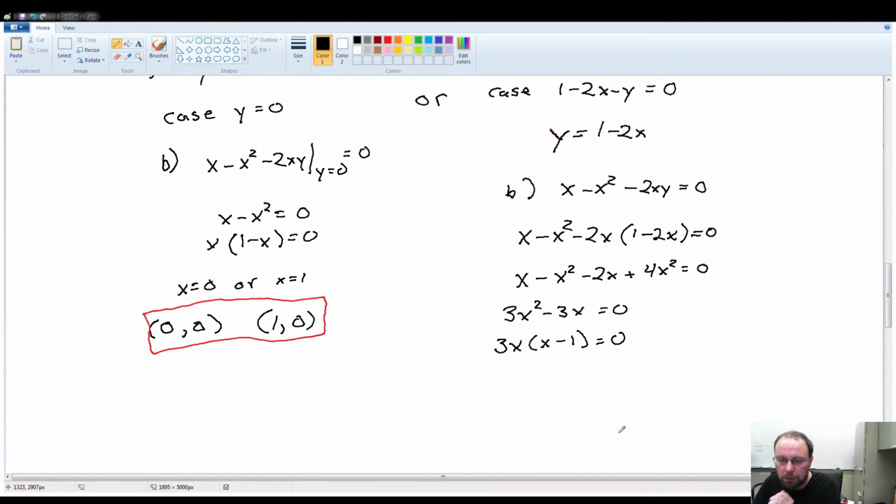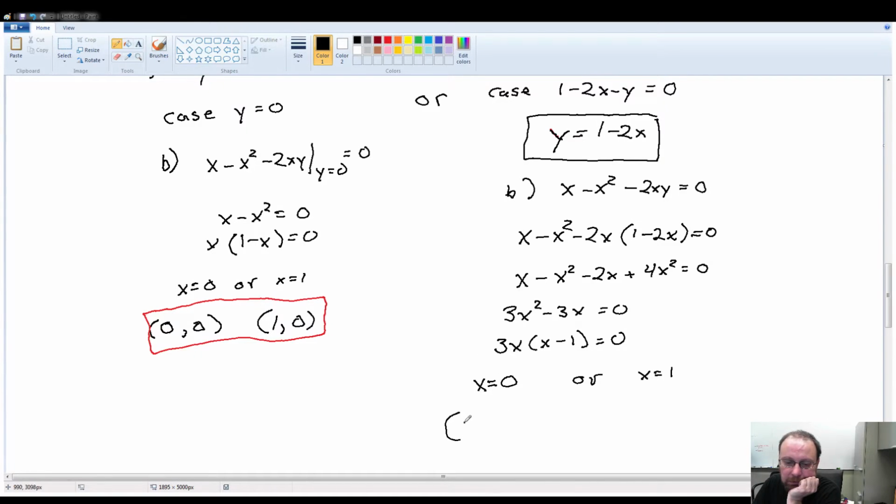Okay. Right, so here we see that this product is 0 if either x is 0 or x is 1. But of course, if we look up here, if we know x, this equation tells us exactly what y is. So x is 0, and in that case y is 1. And if x is 1, y is negative 1. Oh, so that's it. We found 4 critical points.